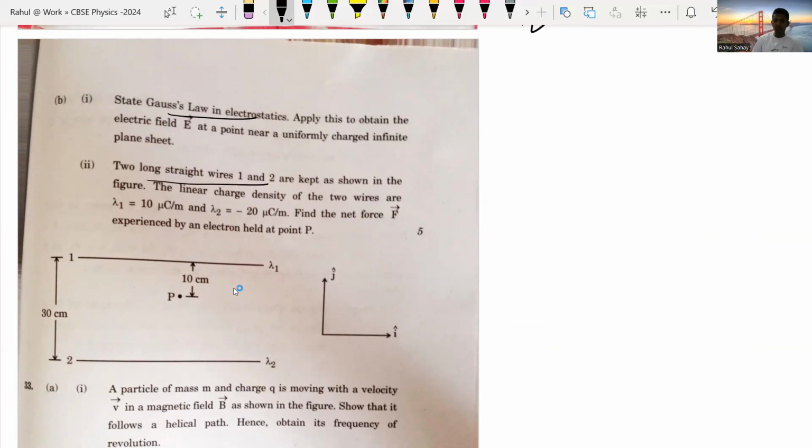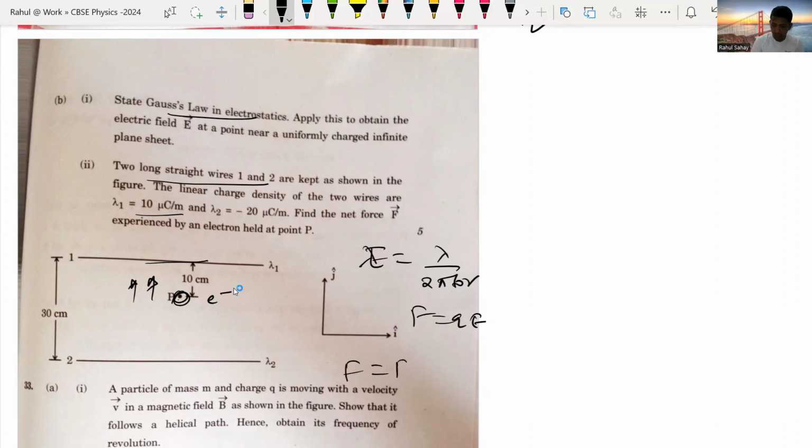Two straight wires 1 and 2 are kept as shown in the figure. The linear charge density lambda is given. Find the net force Fx on the electron here. So the electric field by a straight wire is lambda by 2 pi epsilon naught r. So F is equal to Q into E. We can find it out for the electron. So for the electron, this is positive, right? So it will attract. This is negative, so this will repel. So this will also go in this direction. Net force will be F1 plus F2.